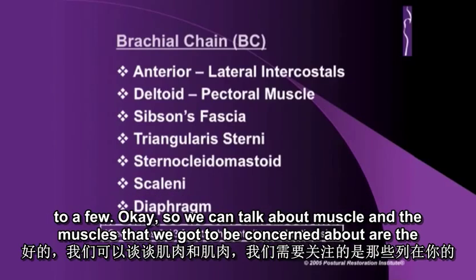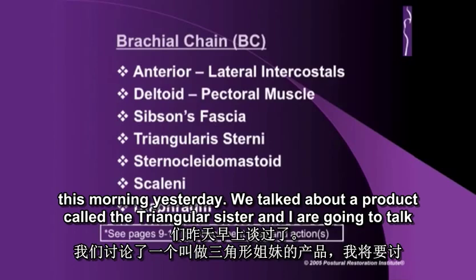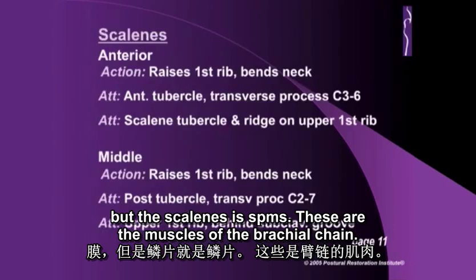So we're going to talk about muscles. And the muscles that we've got to be concerned about are the ones that are listed in your BC tab: the deltoid, the lateral intercostals, serratus, which we talked about this morning. Yesterday we talked about a muscle called the triangularis sterni. Today we're going to talk about a muscle called the sternocleidomastoid. And we've been talking about the diaphragm from day one. But these scalenes and SCMs, these are the muscles of the brachial chain.